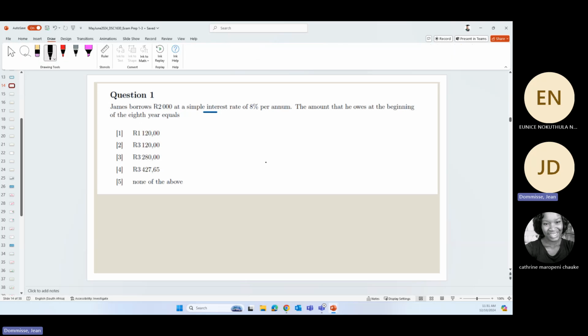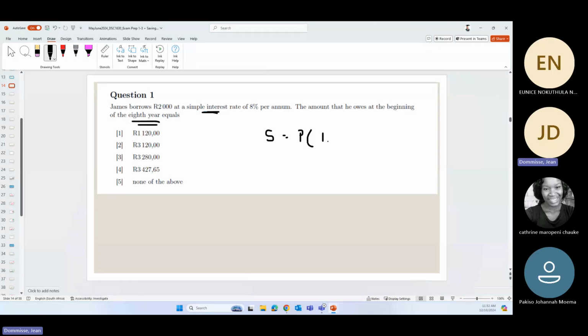So the first question today: Jane borrows 2,000 at a simple interest rate of 8% per annum. The amount that he owes at the beginning of the 8th year equals... So, simple interest. Remember the formula is 1 plus RT. So that's our formula for simple interest.